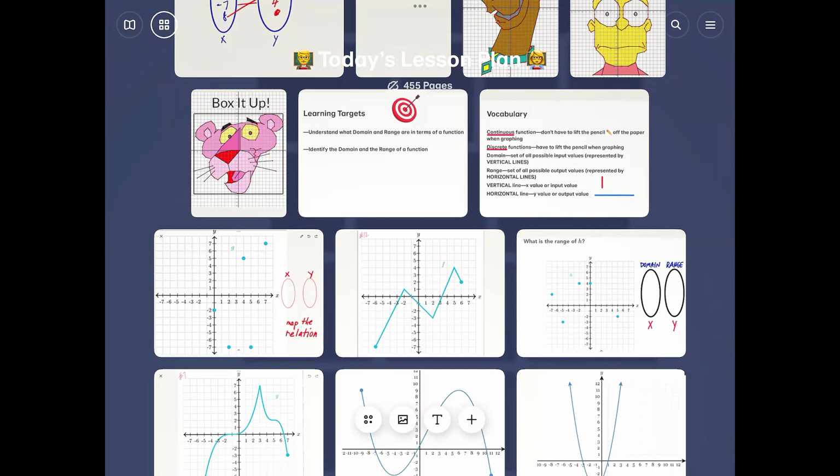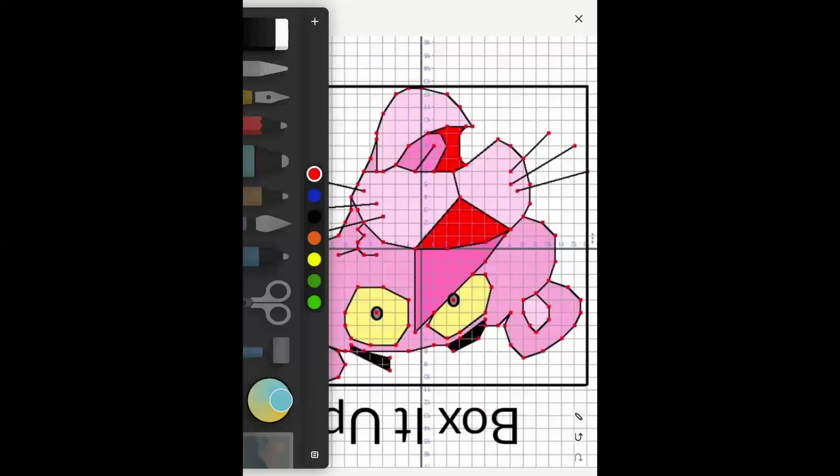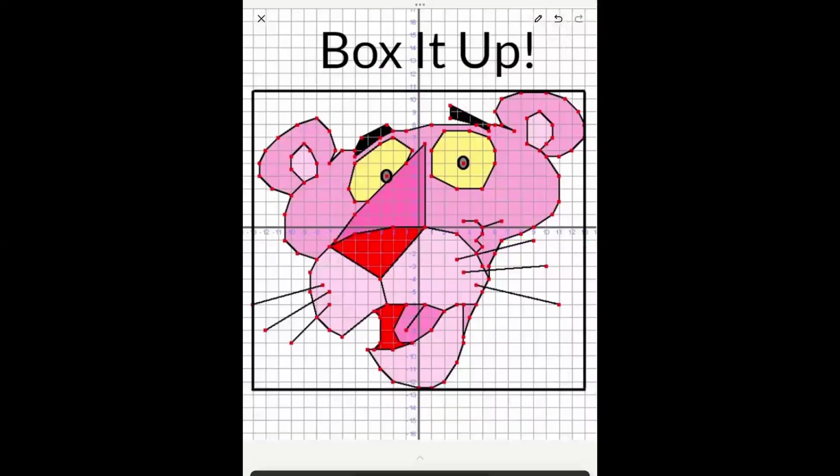I am going to do a video on how to find the domain and range of a function. So I'm just going to jump in with this image. I've started with this image of the Pink Panther because this is a key idea I'm going to be using. Whenever you're given a function or a relation, if you can box it up, you can find the domain and range pretty easily. So I'm going to show you that.